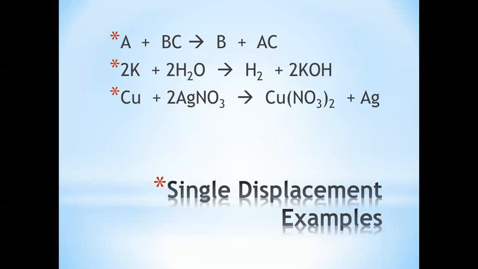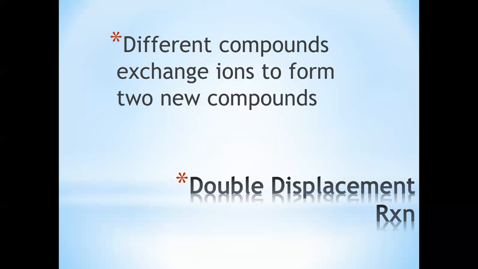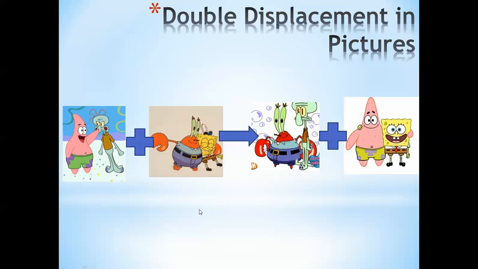In a double displacement reaction, you have different compounds that exchange ions to form new compounds. My picture equation for a double displacement reaction is Patrick and Squidward plus Mr. Krabs and SpongeBob yields Mr. Krabs and Squidward and Patrick and SpongeBob. So as you can see, we traded partners in this equation. Mr. Krabs was with SpongeBob, now he's with Squidward. Squidward was with Patrick, now Patrick is with SpongeBob.